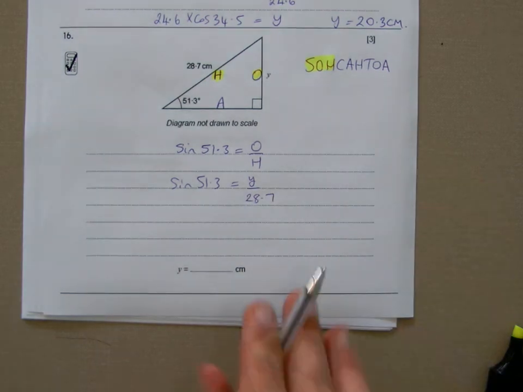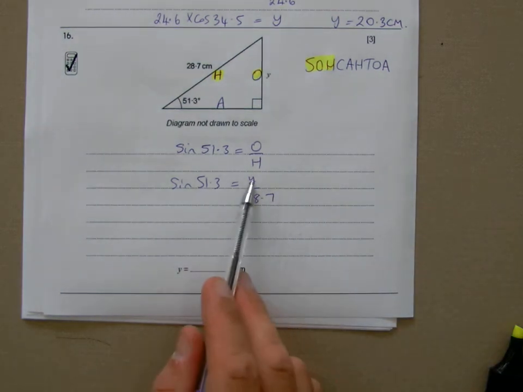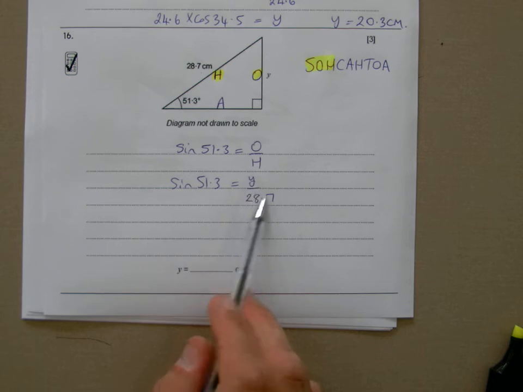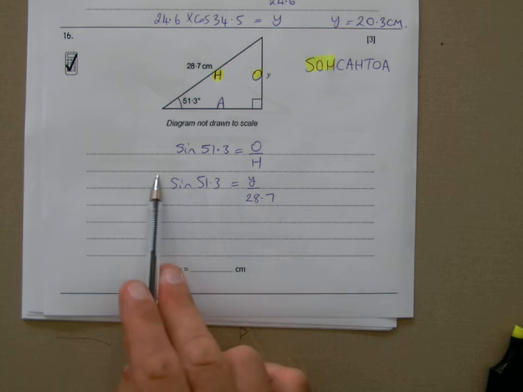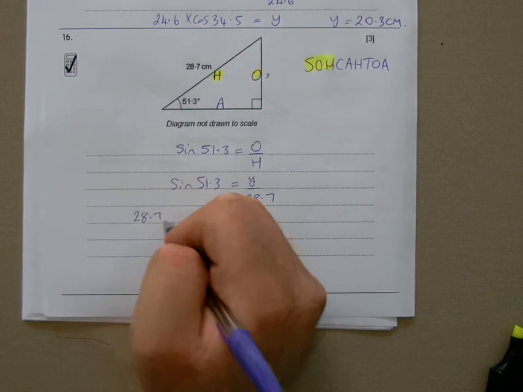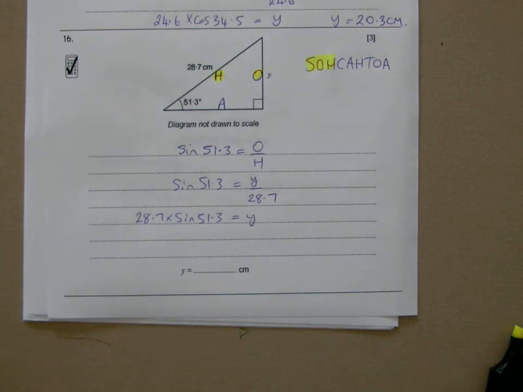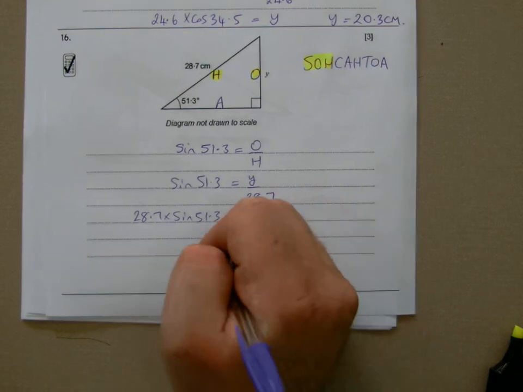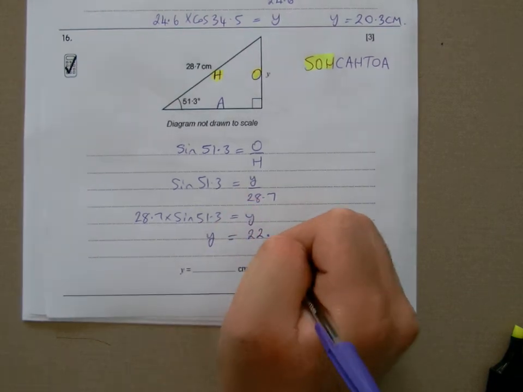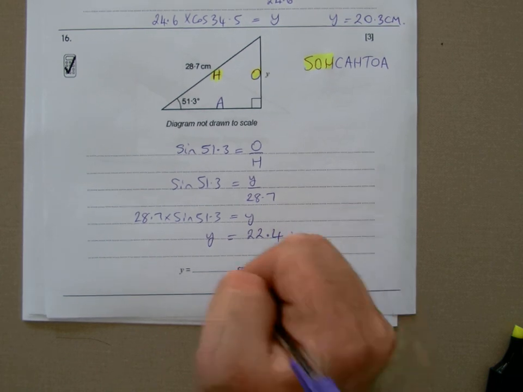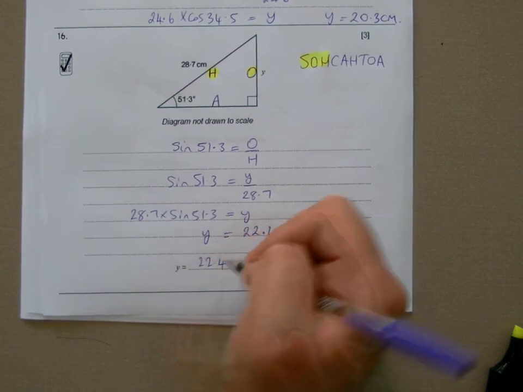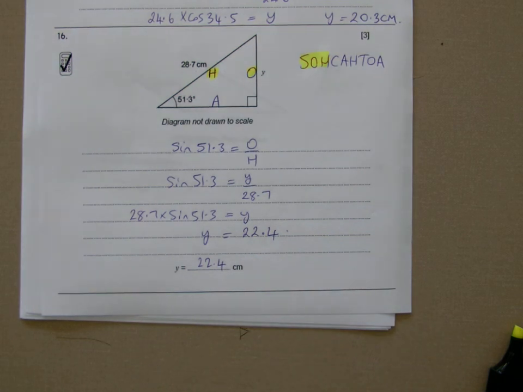Okay, and then last step, you need to work out what Y is. Well, because you're dividing by this 28.7, we take it over the other side, yeah? And because we're dividing by it, when you take it over, you multiply. 28.7 times sine 51.3 equals Y, okay? So 28.7 times sine 51.3. And that comes out to be 22.4 centimeters. Okay, so I'm going to write the answer there as they've requested. Okay, 22.4 centimeters to one decimal place.